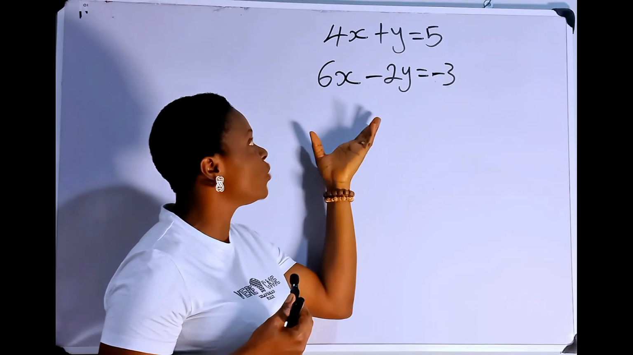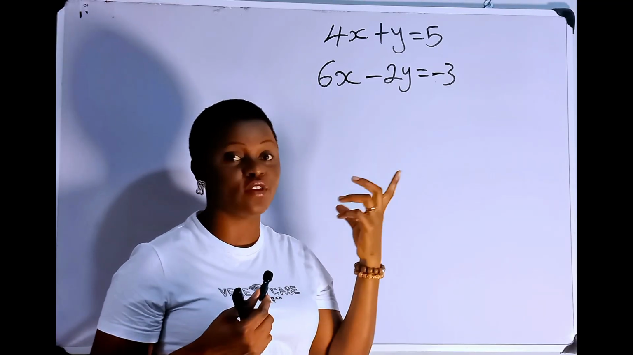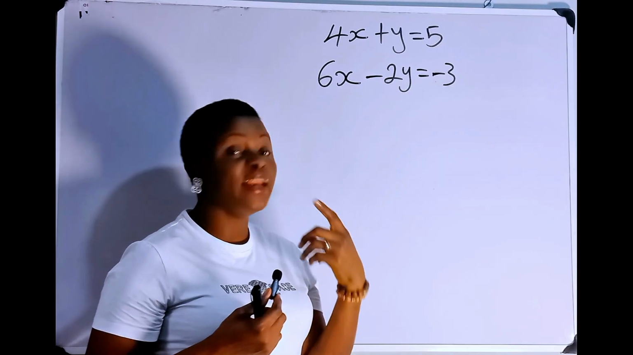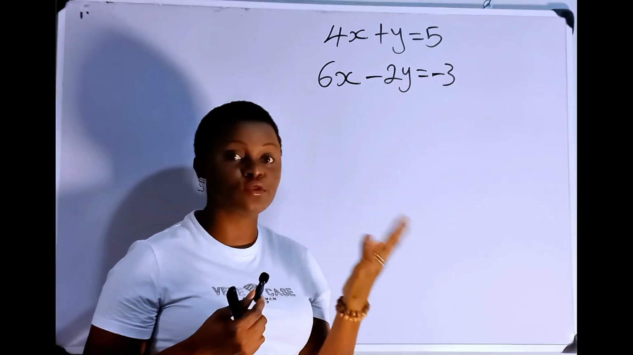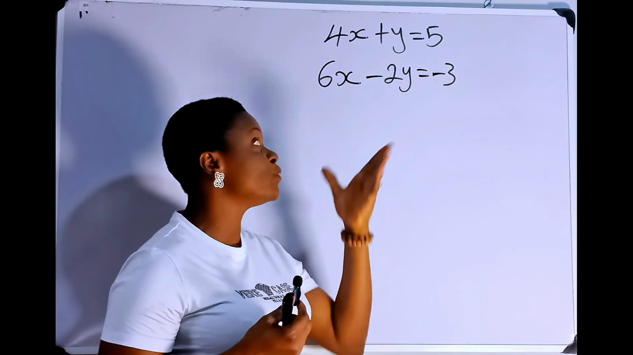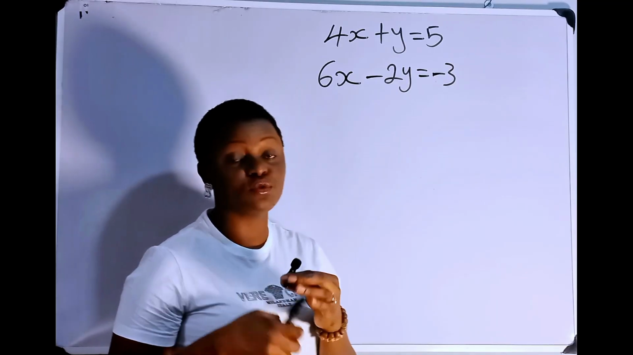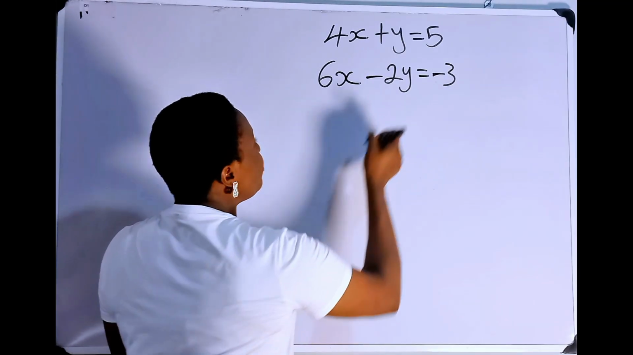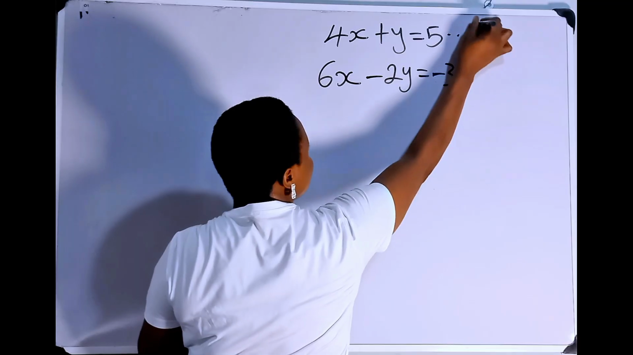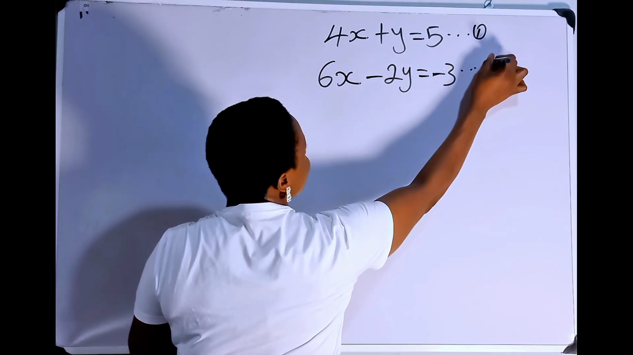Now, from looking at this, what we are going to use to solve it is the elimination method. Yes, we have the substitution method and the elimination method, but we'll be using the elimination method to solve this, okay? The first step is to name your equations. So this is equation 1, and this is equation 2.